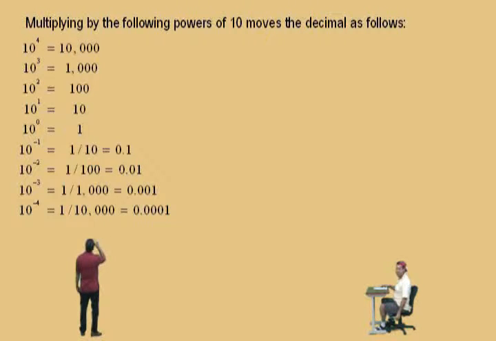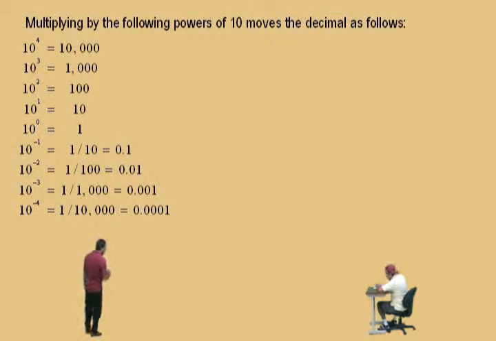If we have 10 to the 4th, well, 10 to the 4th means 10,000. That's 10 times 10 times 10 times 10, right? 10 cubed means 1,000. 10 squared is 100. 10 to the 1st is 10. Remember, 10 to the 0 power is 1. Remember, anything to the 0 power is 1, except for 0 to the 0.